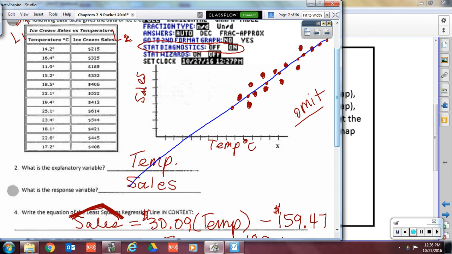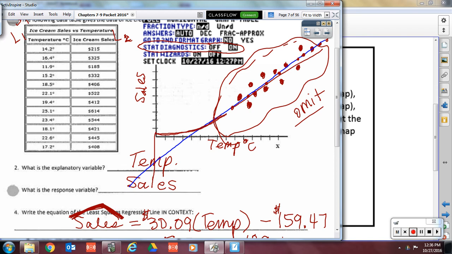This can happen because all your data is located out here where we had some higher level temps. And out here where we have higher level temps, maybe that's positive, a linear shape. But it could take on a different shape once you get farther out. This shows it continuing down in a straight line and making that sales amount negative 159.47.